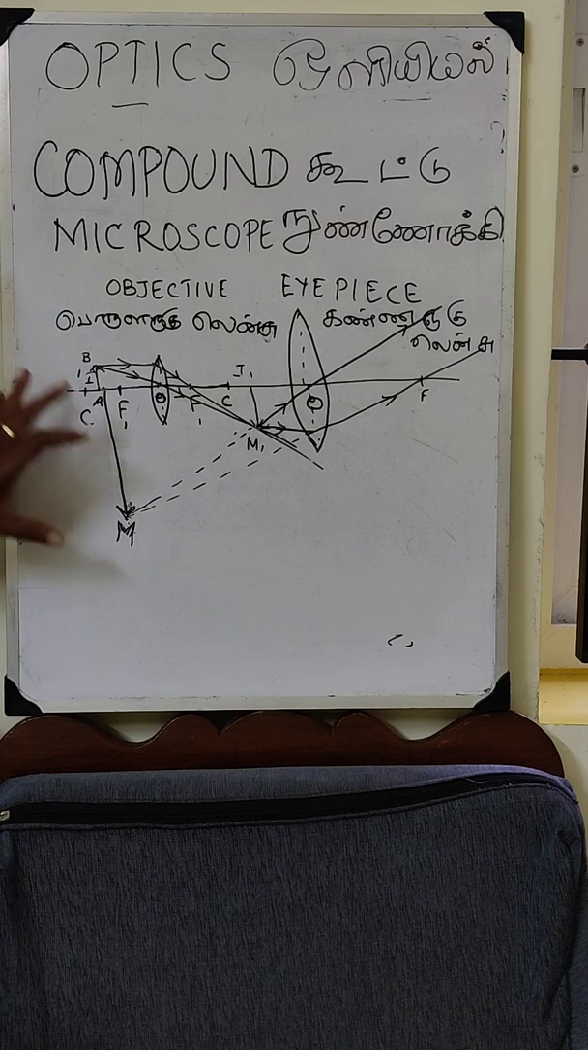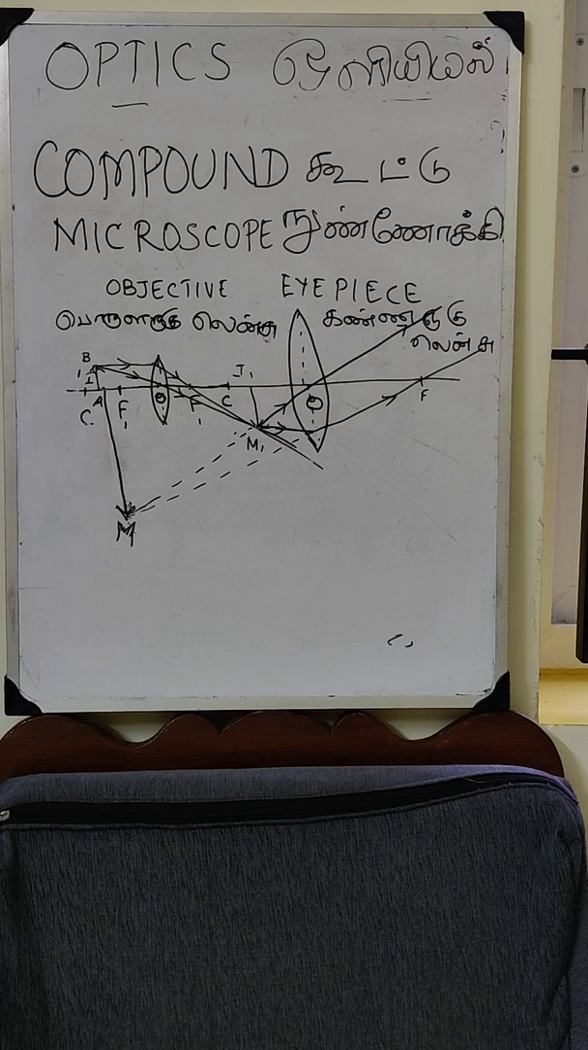But what is the difference between a simple microscope and a compound microscope? See, in a simple microscope we got an erect image.